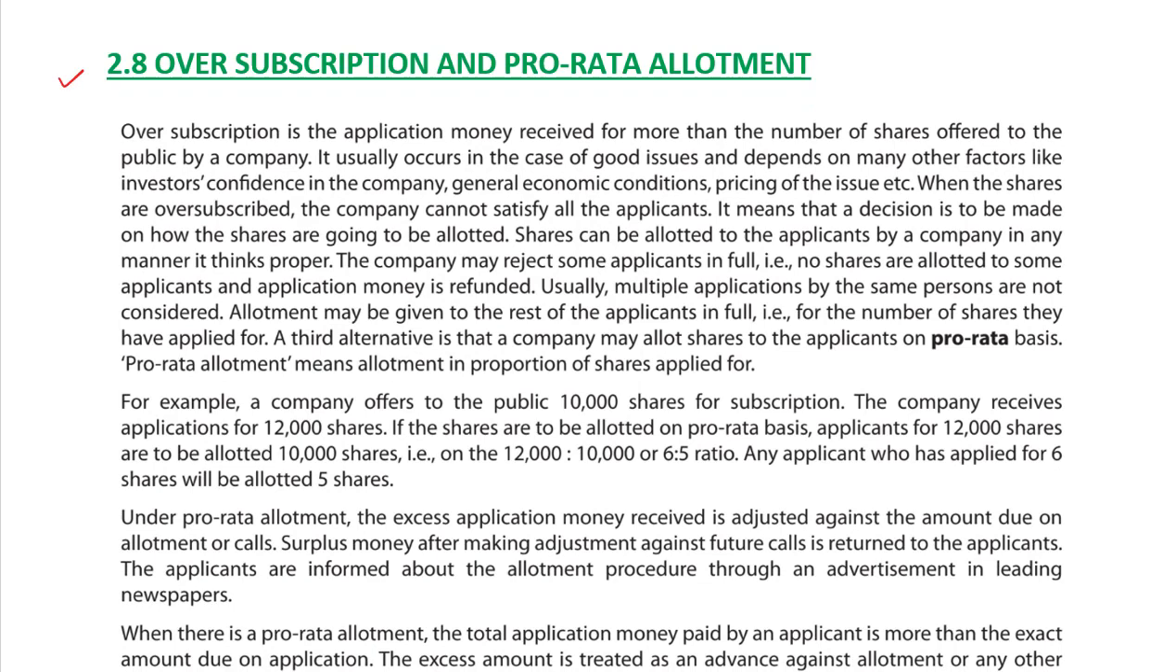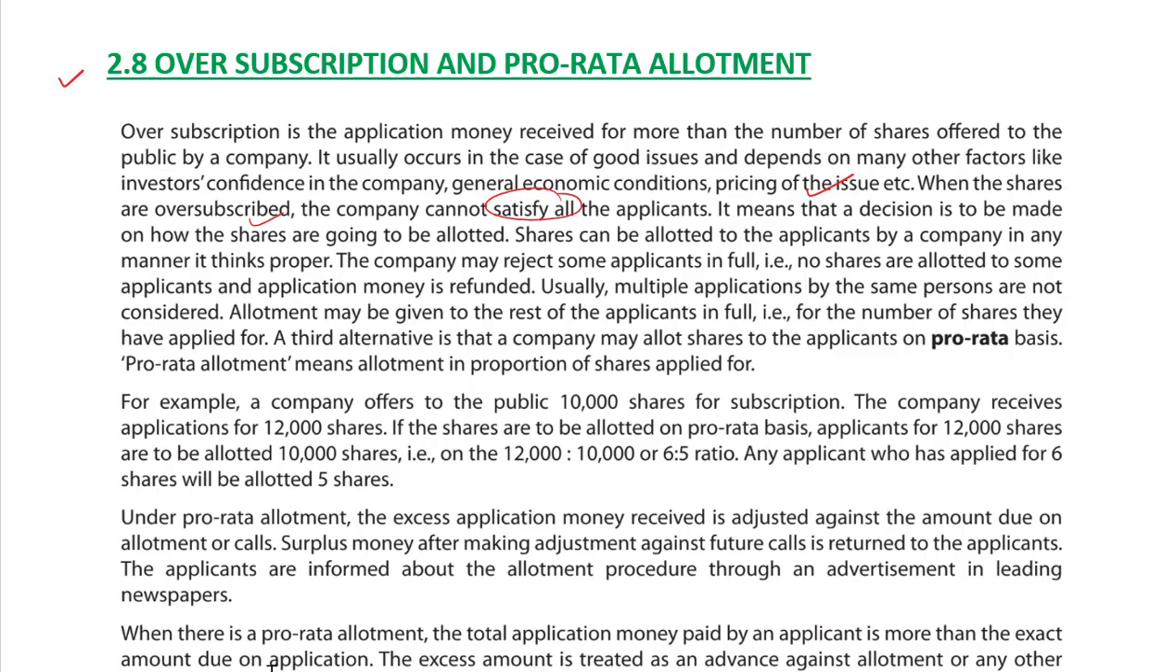Oversubscription and pro rata allotment. Oversubscription is the application money received for more than the number of shares offered to the public by a company. It usually occurs in the case of good issues and depends on many other factors like investors' confidence in the company, general public conditions, pricing of the issue. When the shares are oversubscribed, the company cannot satisfy all the applicants. It means that a decision is to be made on how the shares are going to be allotted. Shares can be allotted to the applicants by a company in any manner it thinks proper.